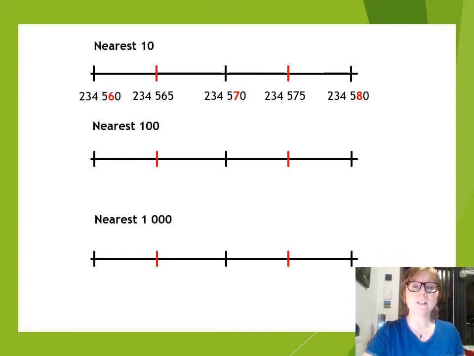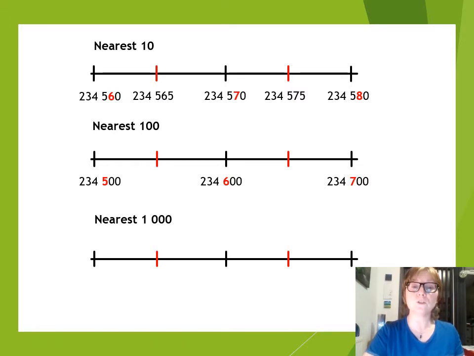So now if we look at the nearest 100, if we take a multiple of 100, 234,500, so the hundreds digit has been highlighted, and then if we jump ahead another 100, so we're counting in hundreds, we would have 234,600, 234,700. So you can see what's happening there. So again, it's important that we recognise the halfway point.